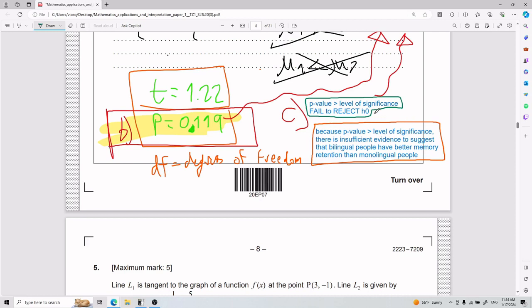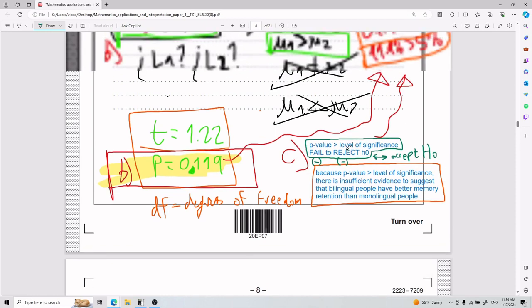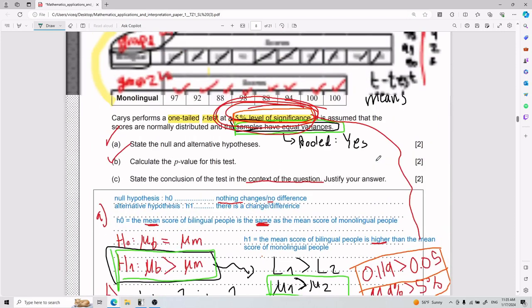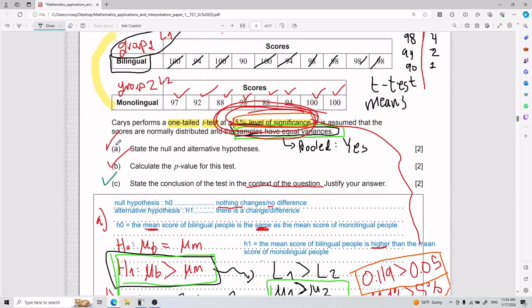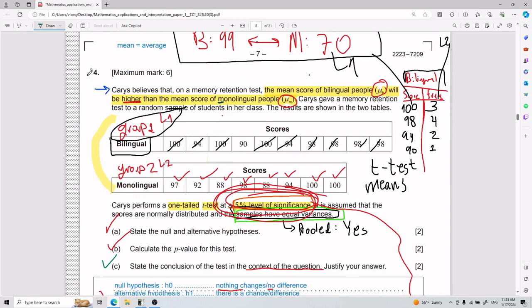Because technically, you could also say here that you accept H0, see? And some people like to think about it in terms of accepting. Other people like to think of it in terms of failing. But then this is also a double negative because it's fail to reject. So it's a little bit confusing, guys. All I'm saying is stick to whatever helps you understand it better, okay? But anyways, that is parts A, B, and C, and that is for number 4.